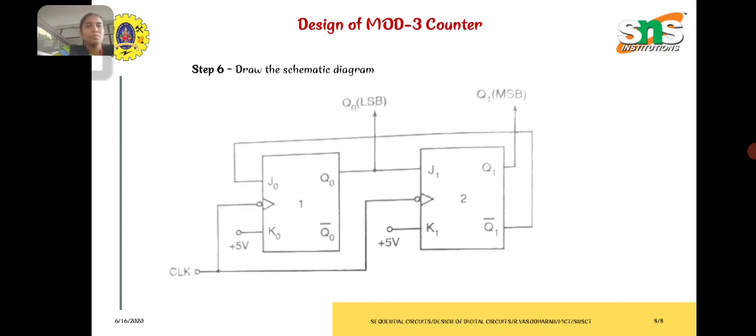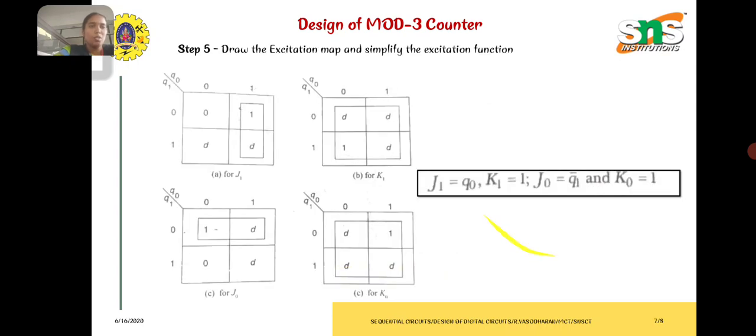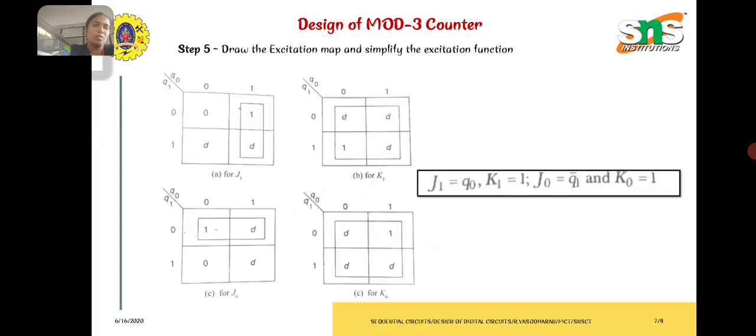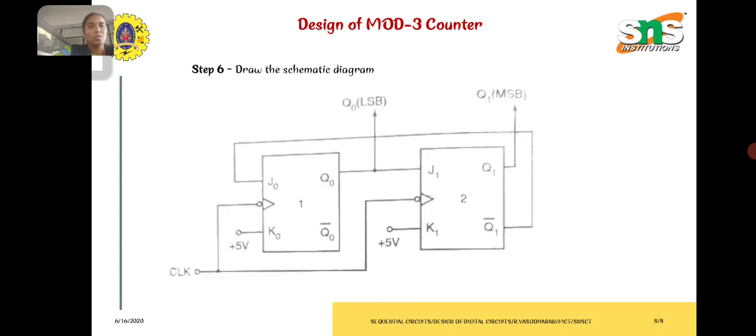And then the input for J1 is Q0. So the output of the first flip-flop is given to the second flip-flop input J1, and then the second flip-flop inverse output is given to the first flip-flop input, that is, given to J0. So why? Because J0 is equal to Q1 bar. So that's why we are giving it. So this is our schematic diagram for the mod 3 counter. Hope you all understand about this mod 3 counter design.